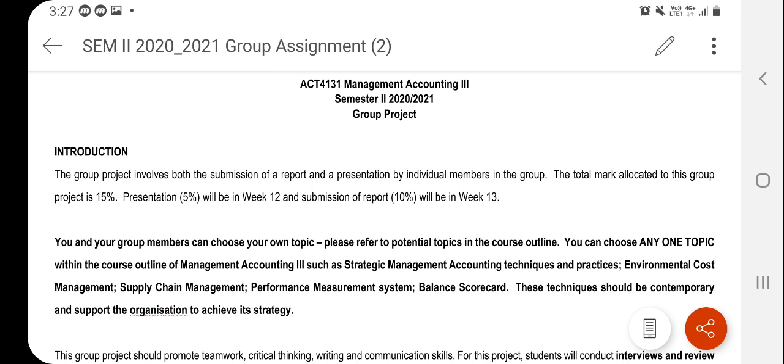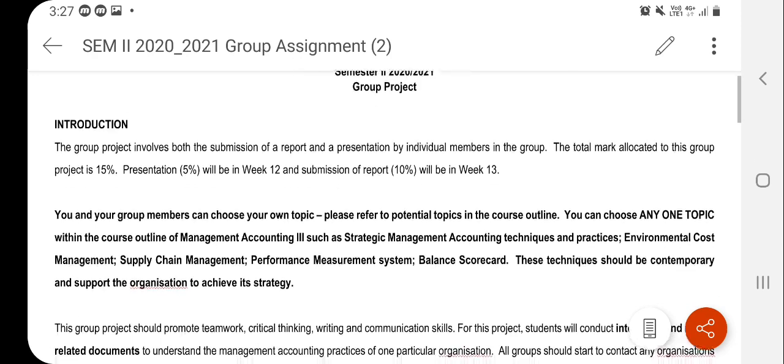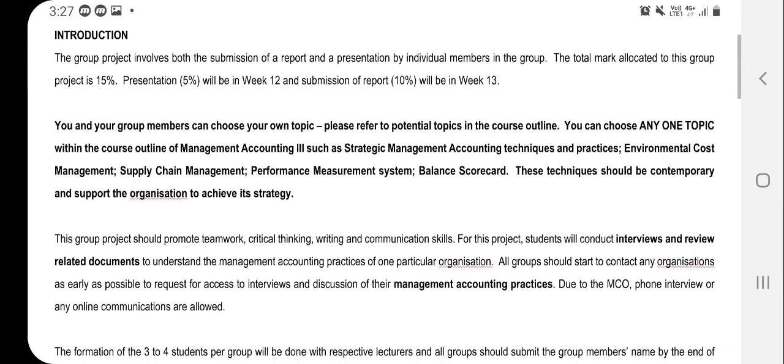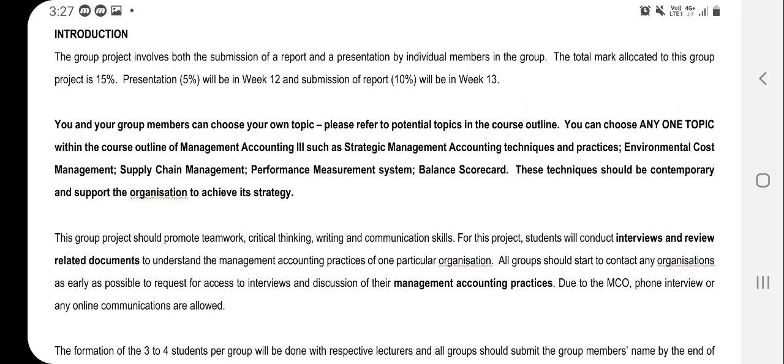Okay, and then see here the second paragraph. You and your group members can choose your own topic. Please refer to potential topics in the course outline. You can choose any one topic within the course outline, Management Accounting 3, such as strategic management accounting techniques and practices, environmental cost management, supply chain management, performance measurement system, balanced scorecard, etc. These techniques should be contemporary and support the organization to achieve its strategy.